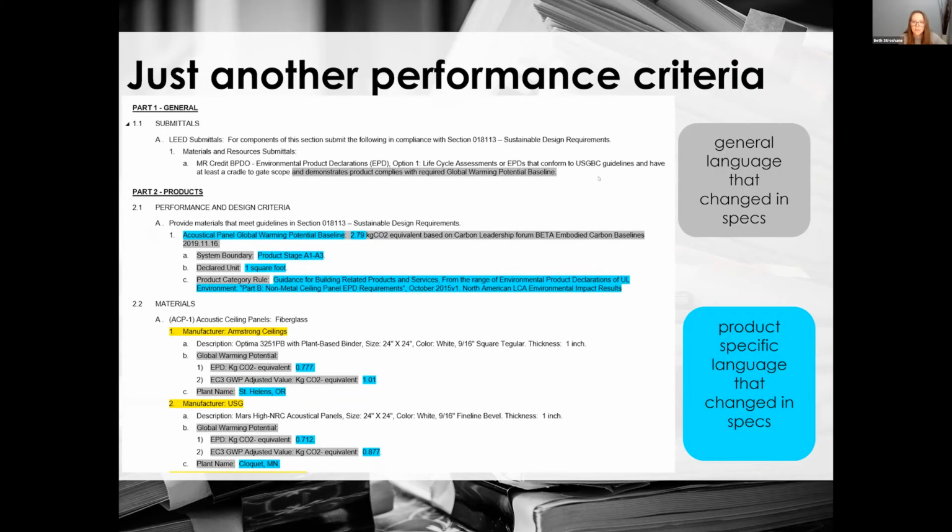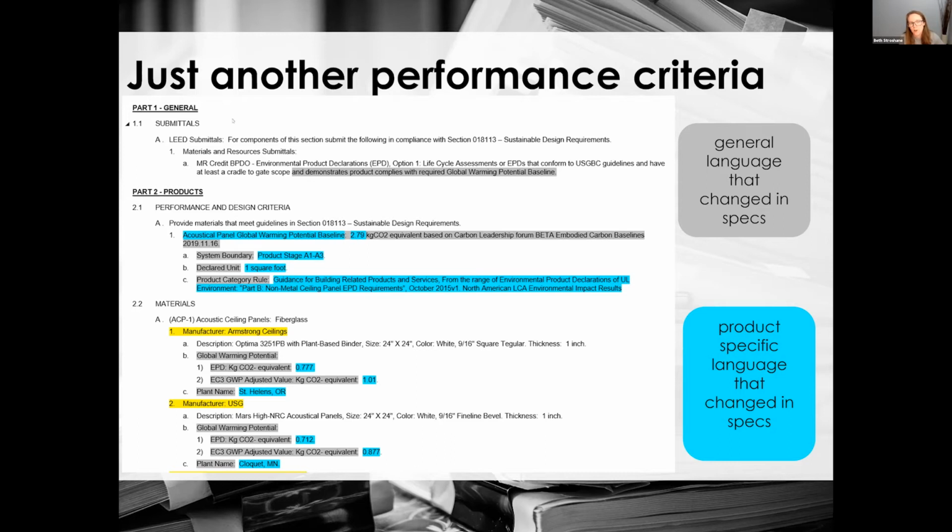Okay, along the lines of just another performance criteria, this is showing how my acoustical ceiling panel specification changed when I introduced embodied carbon. So the general language that changed in my specifications because I was talking about embodied carbon, meaning this is language that I put in every spec section that I talked about embodied carbon.